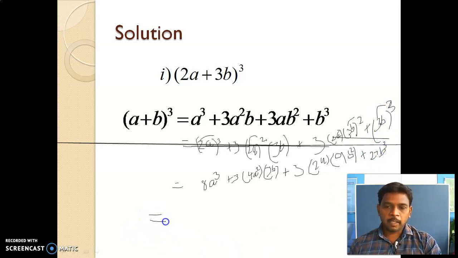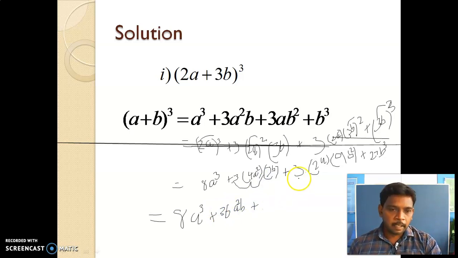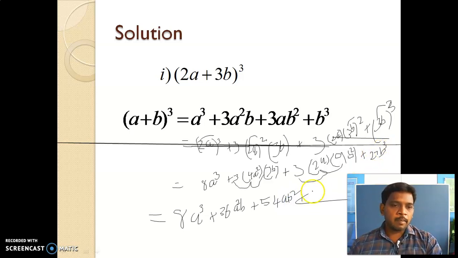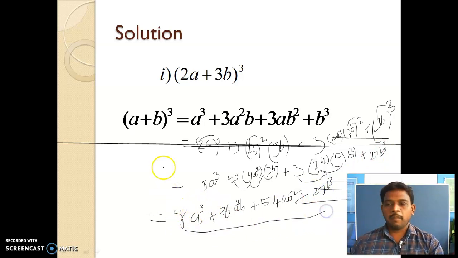Now simplify this again. So equal to 8a cube plus, now multiply: 3 4s are 12 and 12 3s are 36, so 36a square b, plus 3 2s are 6 and 6 9s are 54, so 54ab square, and finally plus 27b cube. So that is the expression of the first one. Okay, and look at the next one.